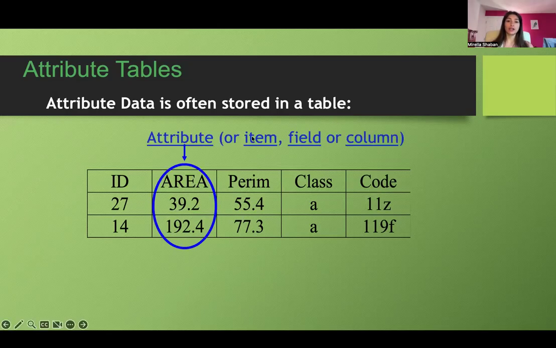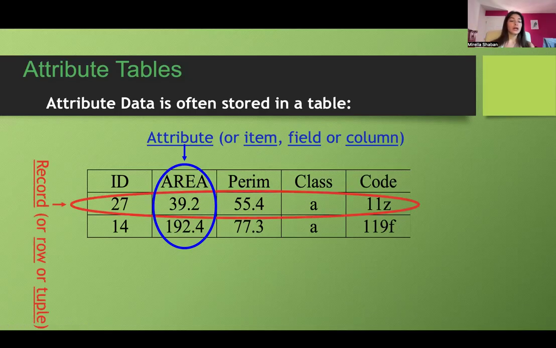So here again, your attribute, which is also an item, a field, or a column, and then your record or your row or tuple. Nobody calls these tuples anymore. You're going to hear of it as a line, a row, maybe as a record.